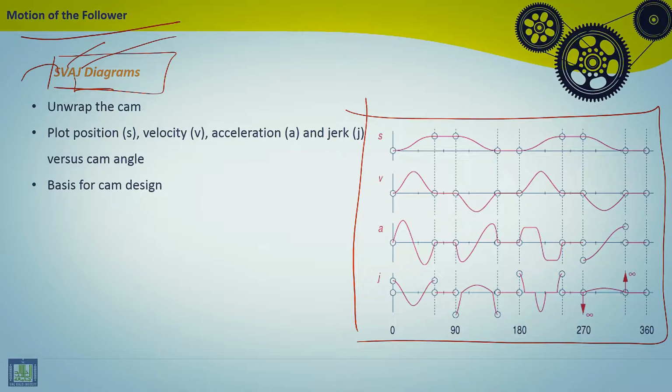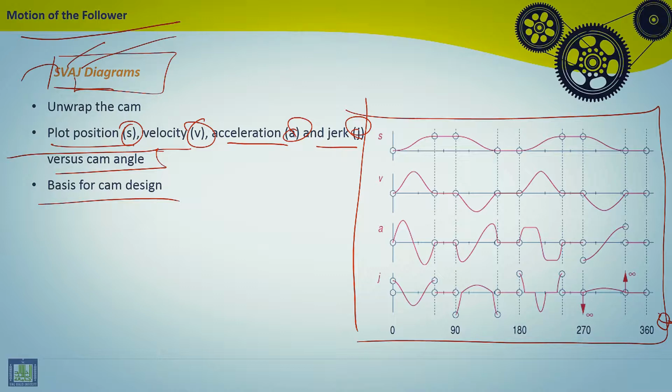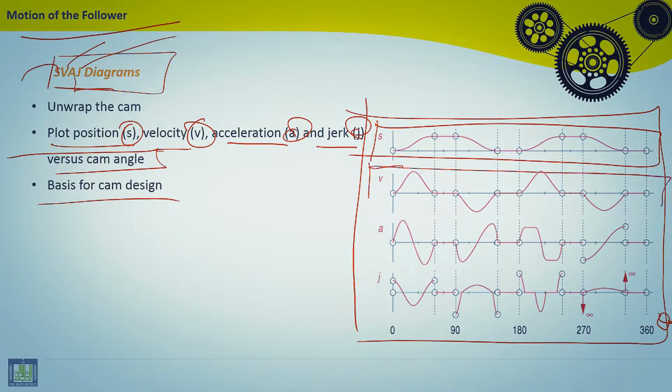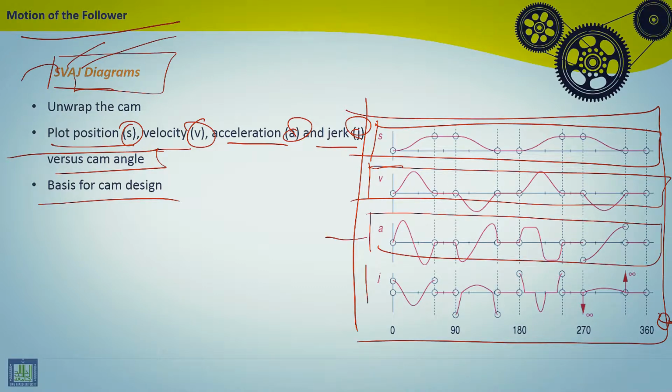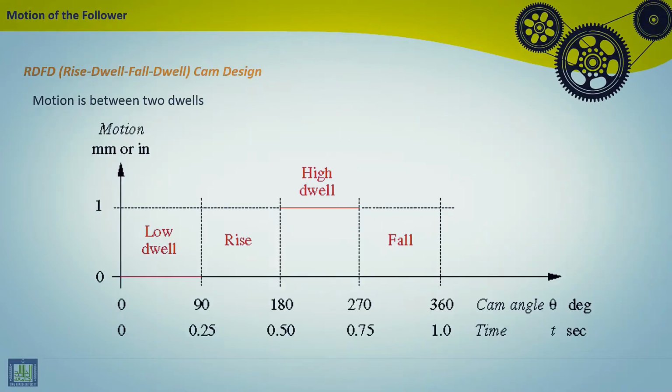It consists of plotting position, velocity, acceleration, and jerk versus cam angle. So it is the basis of cam design. Here we have the diagram of the position. Here we have the diagram of velocity, the diagram of the acceleration, and finally the diagram of the jerk.